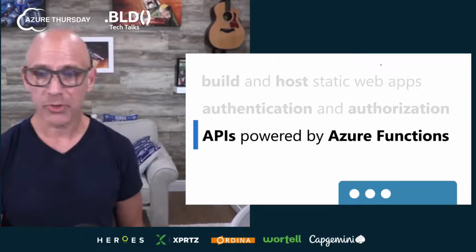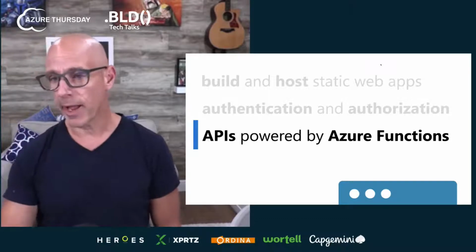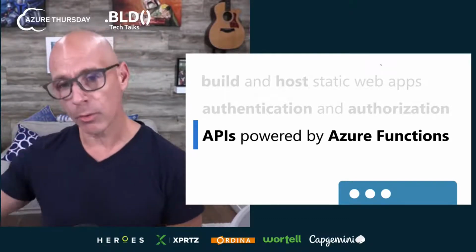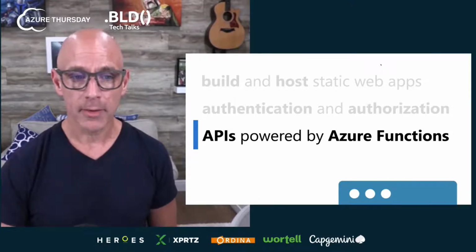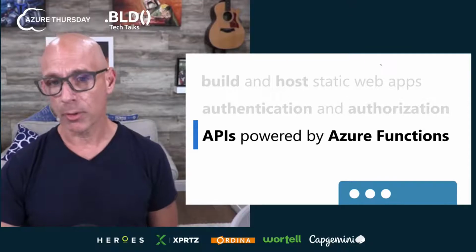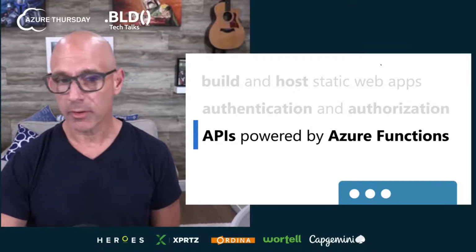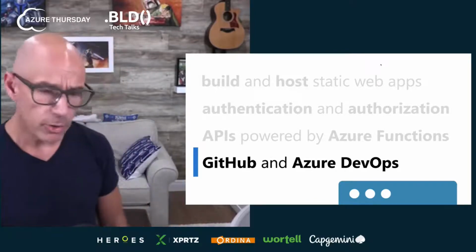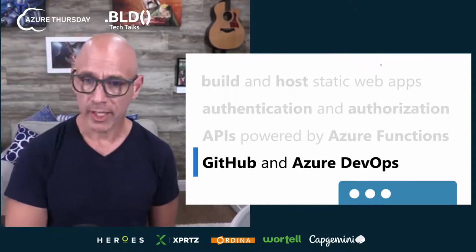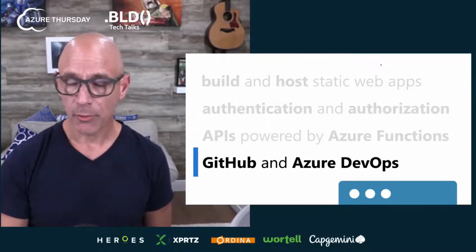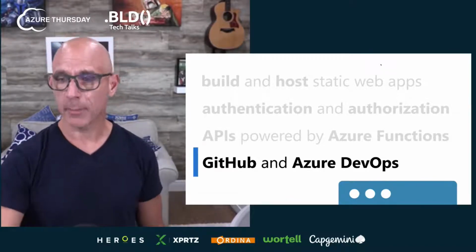We can also optionally include APIs powered by Azure Functions. Now, if you want to use APIs from another service or your own backend, you can also do that. But if you choose Azure Functions, it'll automatically connect them for you without having to worry about setting up CORS to go across the proxy. And today you can choose whether you want to use GitHub or Azure DevOps for your CI/CD provider for Azure Static Web Apps. We'll be using GitHub here in the demo today.